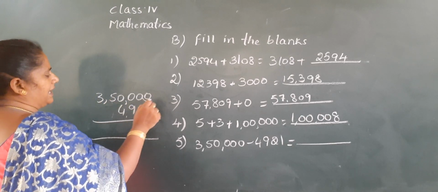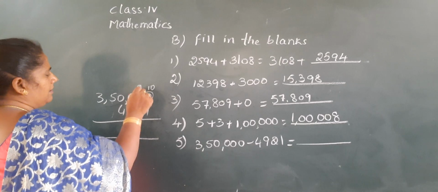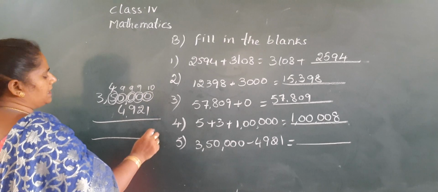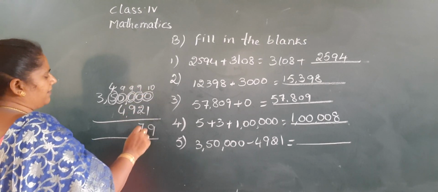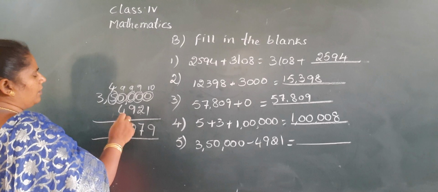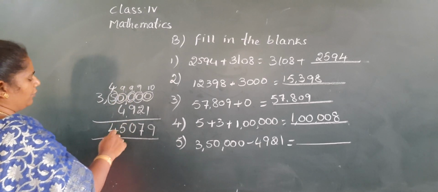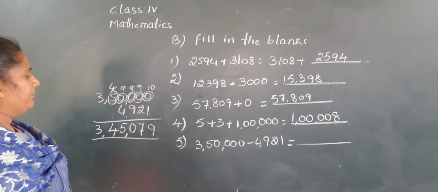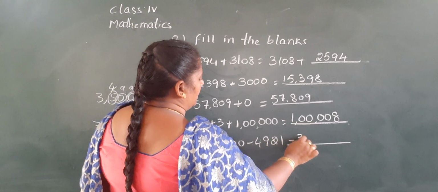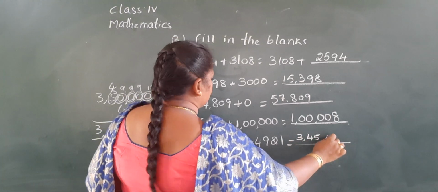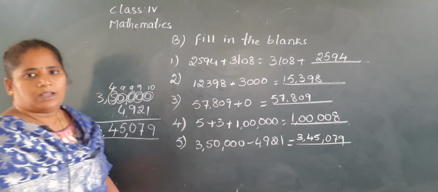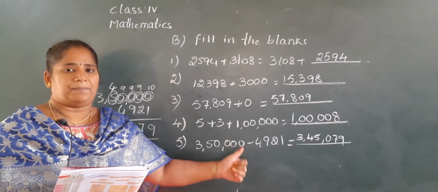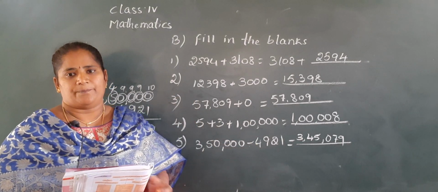4,921. So, 0, 0, 0, 0, 0. From this number we will take borrow. This number becomes 10, 9, 9, 9, and 5 becomes 4. So, 10 minus 1 is 9, 9 minus 2 is 7, 9 minus 9 is 0, 4 and 9 is 5 and 4. So it is 3,45,079. Okay ma? So I will write 3,45,079. If the subtractions are given like this, we will do the subtraction on the side and write the answer in the blank.